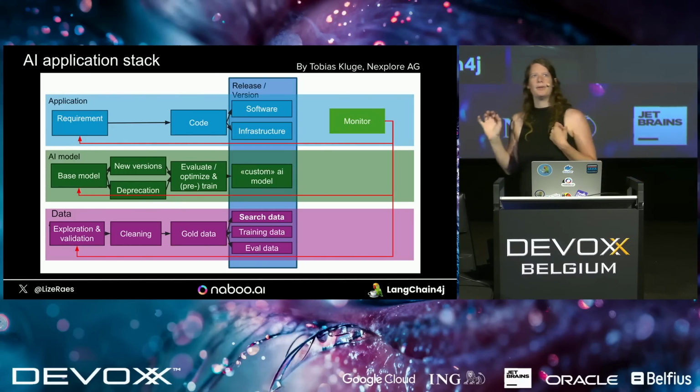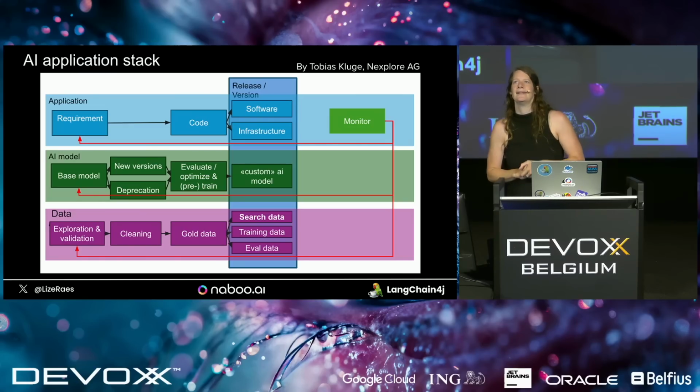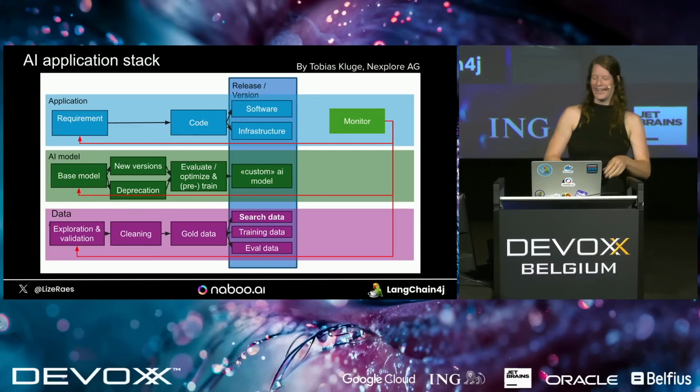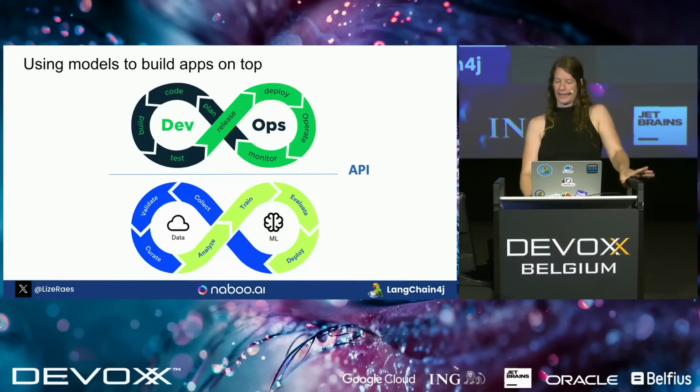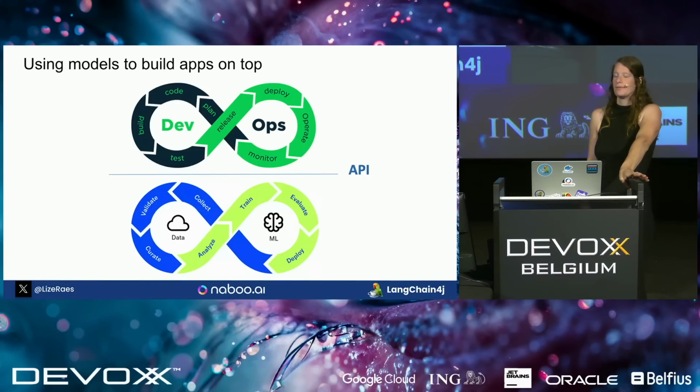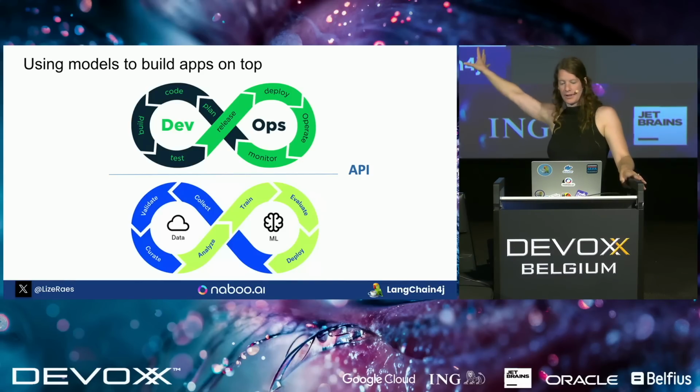Now, who of you is a data scientist? Wow, zero. Okay, me neither. So that's why I propose that we as software developers stay in our DevOps cycle, and we just use these models as an API, and we let the data scientists take care of building the models and training the models and gathering the data and everything.